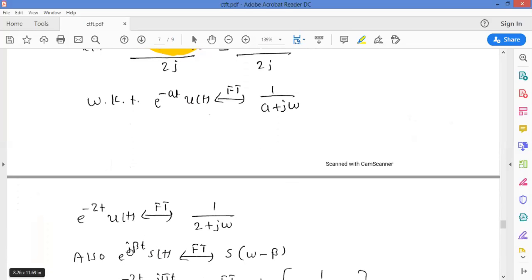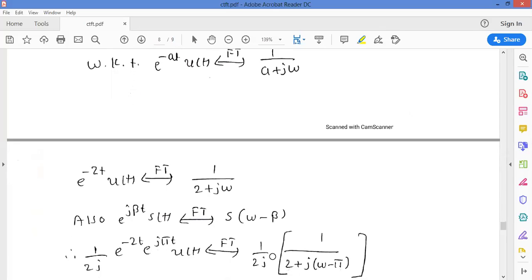Whenever you multiply any signal s of t with e power j beta t, that Fourier transforms as follows: s of t used to Fourier transform into S of omega, so S of omega will be changed to S of omega minus beta. Same property we used in the previous case also: e power j beta t into s of t Fourier transforms into S of omega minus beta.